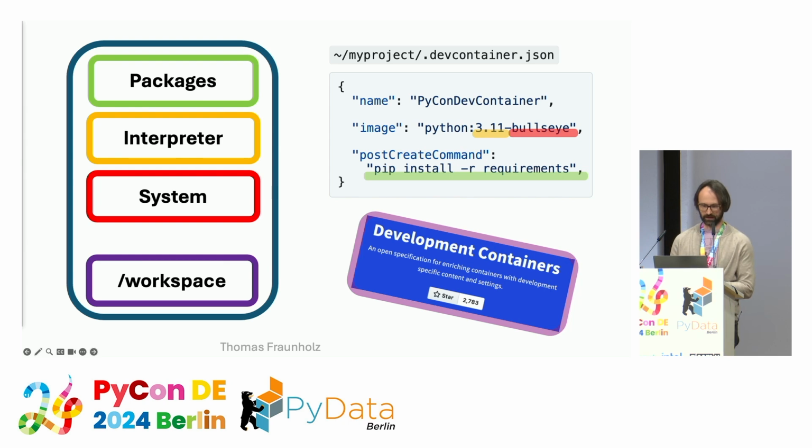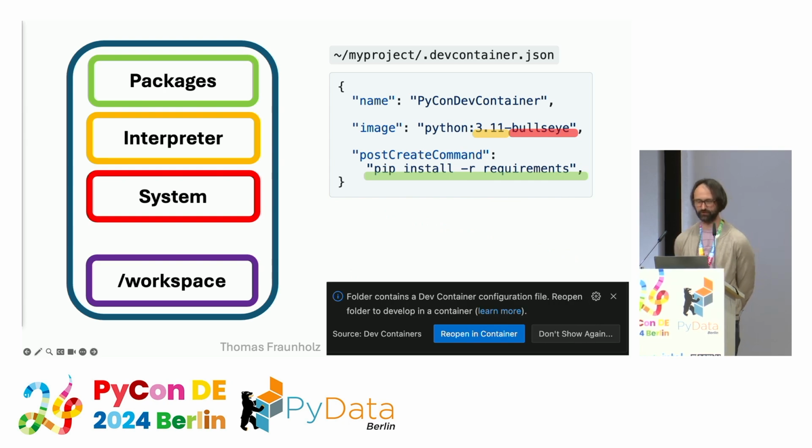And I know my colleagues, for example, are using a lot of PyCharm. Nowadays, PyCharm is supporting dev containers. You can use Neovim, for example. It also supports dev containers. So it's getting quite common. And the dev container specification is indeed open source, and got 2,783 GitHub stars, and perhaps gets even more stars after this talk.